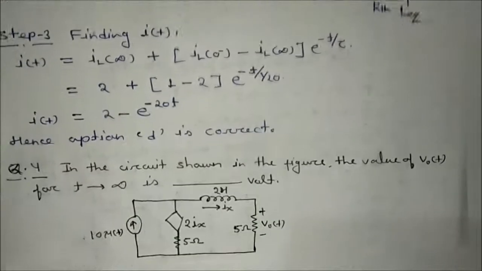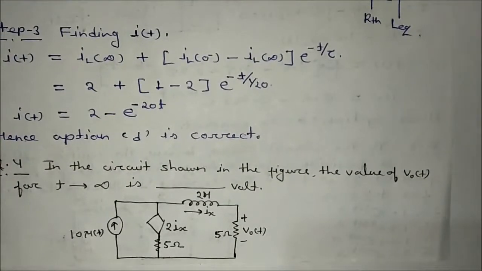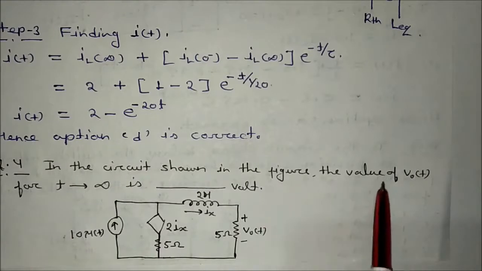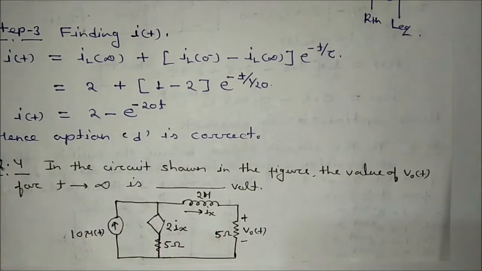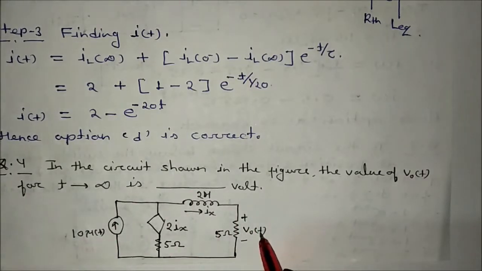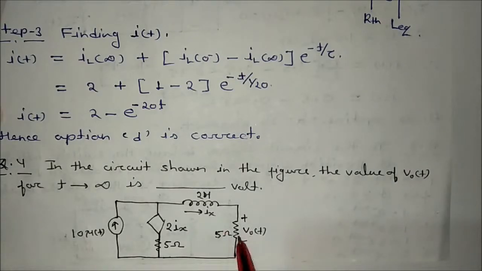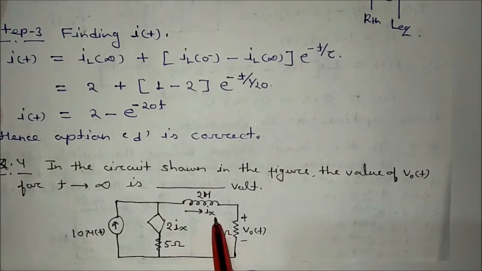Okay. Now moving to the next problem. This is the fourth one. What is it asking about? In the circuit shown in the figure, the value of V naught t for t infinite will be. Okay. So what is the problem? It is saying that this is the circuit. You have to calculate this V naught t at t is equal to infinite. If you want to calculate V naught t, you have to know about the current flowing through the 5 ohm resistance. That means if we know this current ix at t is equal to infinite, we can easily find V naught t at t is equal to infinite.